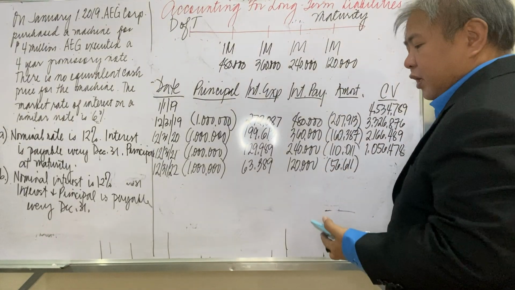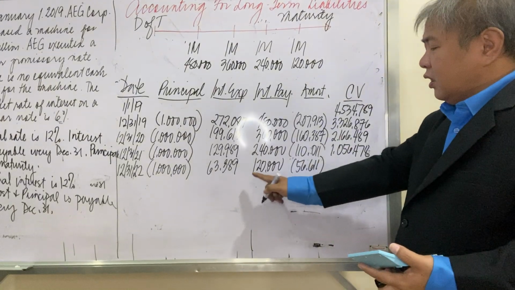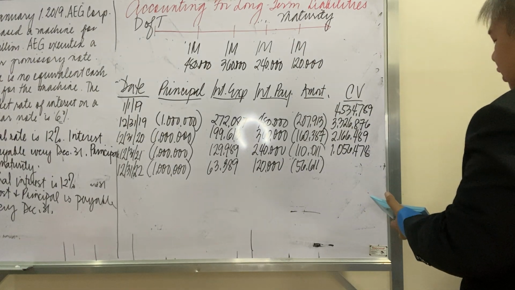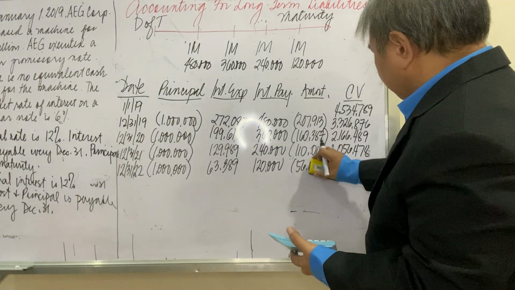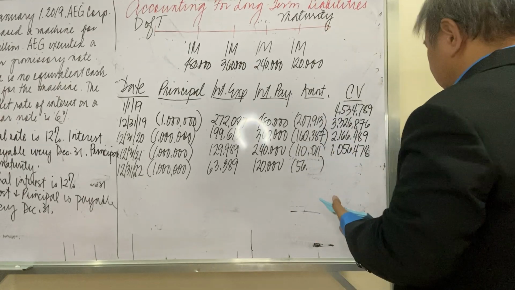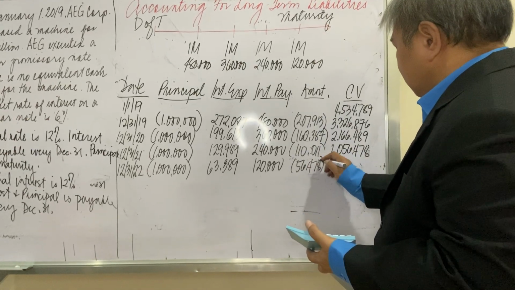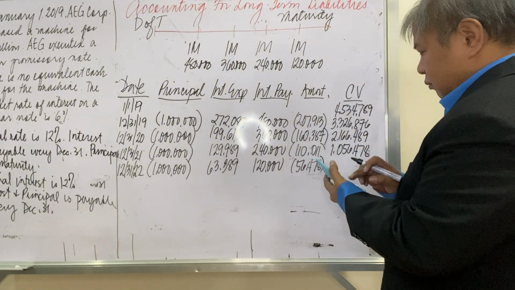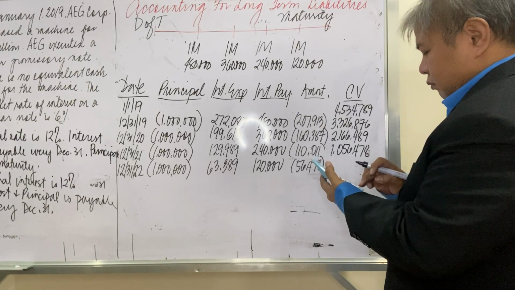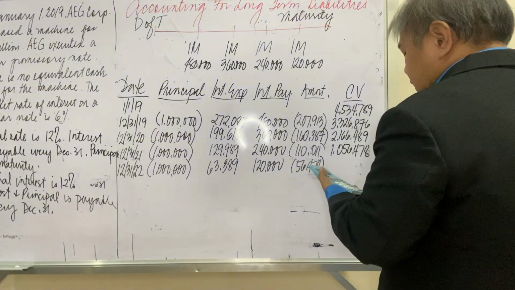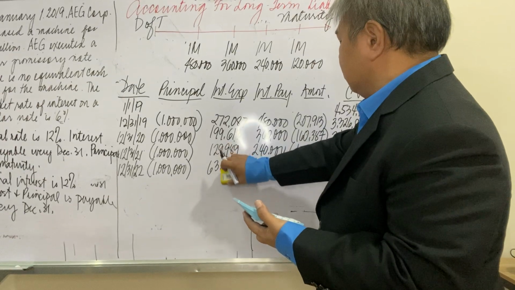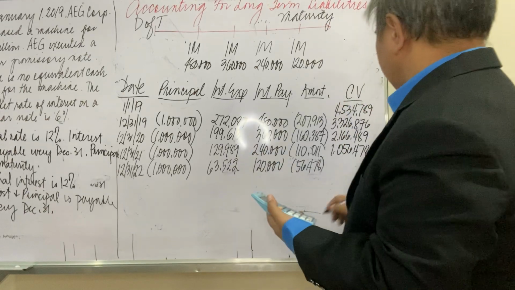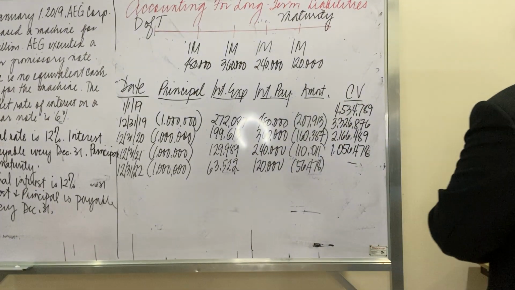So what we're going to do again is adjust. We will just adjust the last year. So this should be 56,478. So we will just adjust. So this should be 63,522. Okay, so this will be 0.